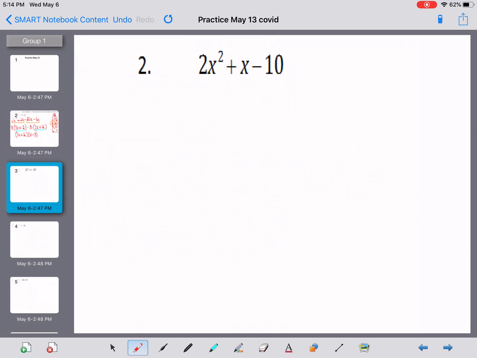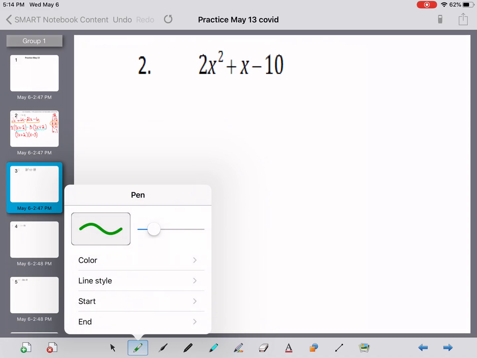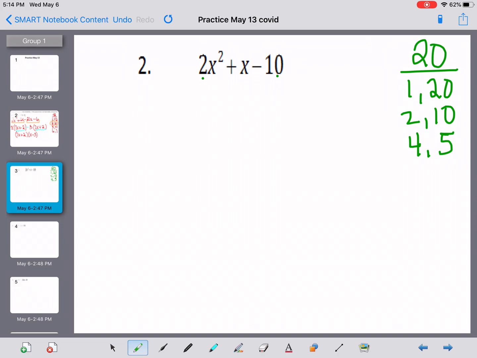Problem number 2. Again, the difference on these today, and we mixed them up a little bit, is that there's a number in front of the x squared term. So when we want to figure out things on this one, we're going to take 2 times 10, which is 20. And the factors of 20 are 1 and 20, 2 and 10, and 4 and 5. And what we're looking for is the pair that combines to be 1. And that means they either add or subtract to be 1.